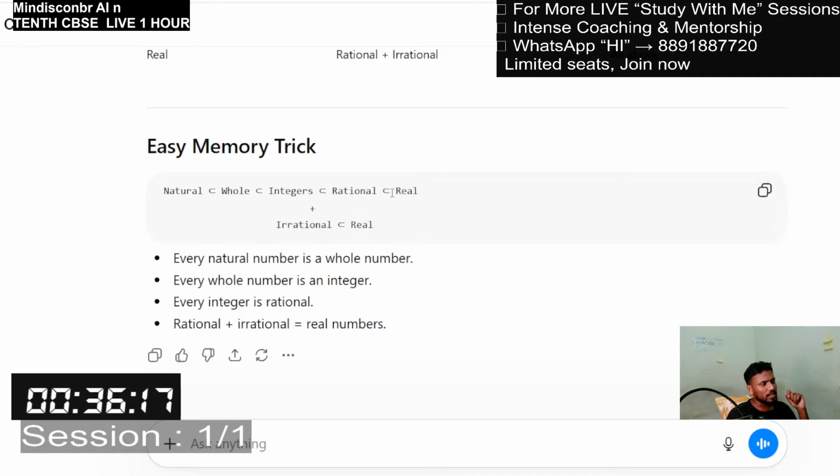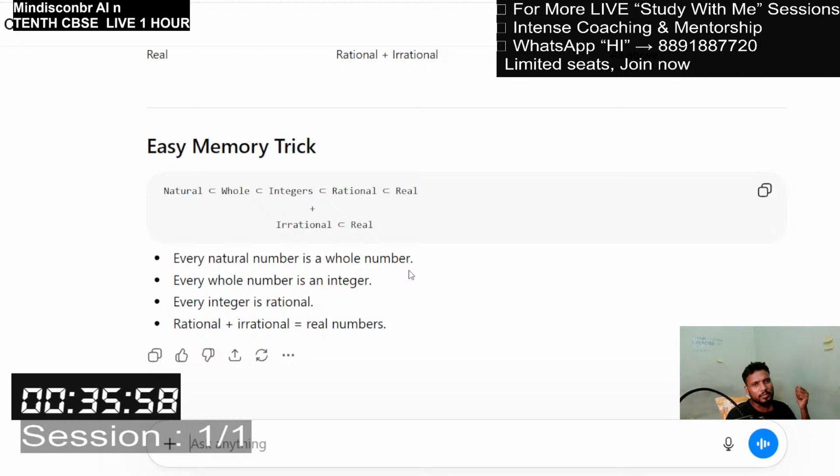This is the symbol of set or subset. Natural numbers are a subset of whole numbers. Whole numbers are a subset of integers. Integers are a subset of rational numbers. Rational numbers are a subset of real numbers. Every natural number is a whole number.